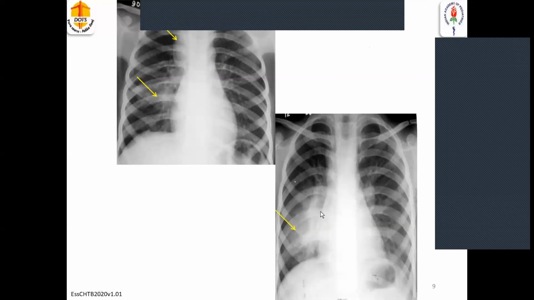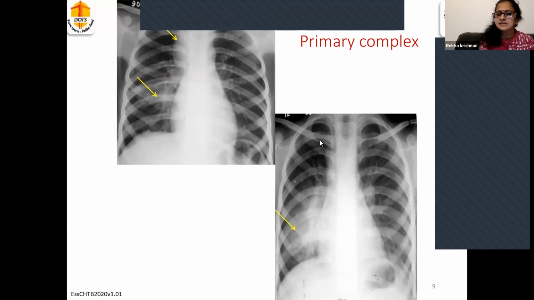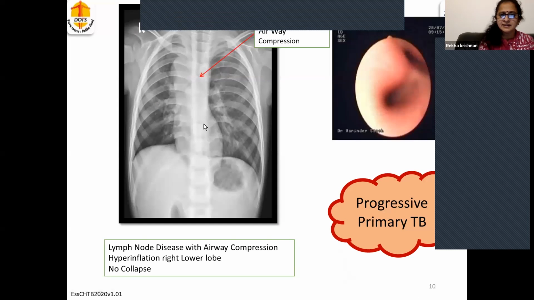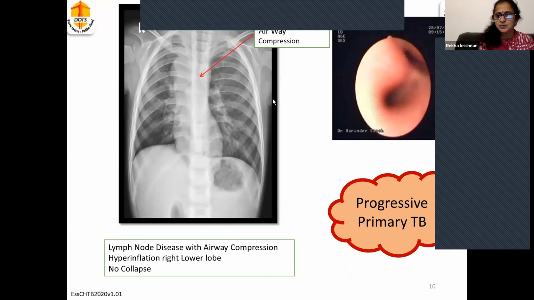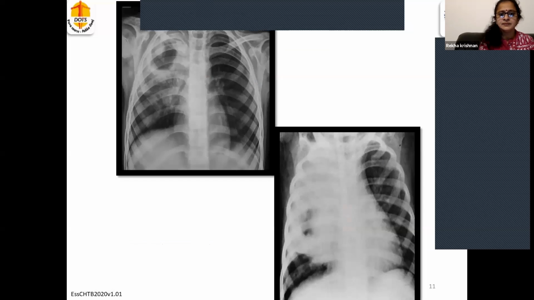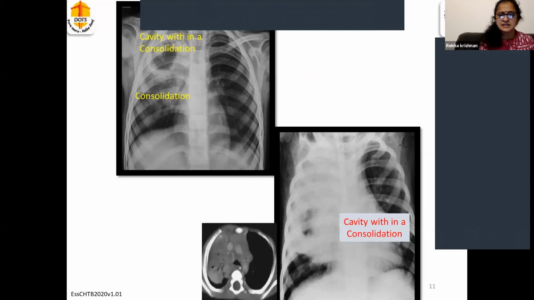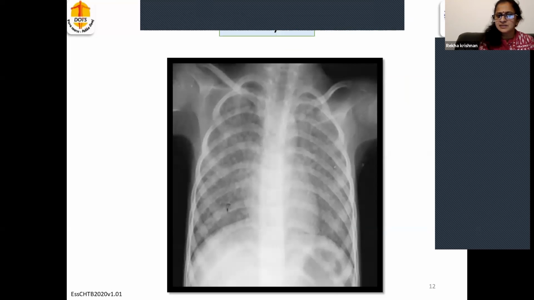Here also there is a parenchymal lesion and a node. That is a typical primary complex. And here you can see that this lymph node has compressed the airway, causing hyperinflation of the right lower lobe. In such situations, we can most probably come to a diagnosis suggestive of tuberculosis, and go for the next step. Then here also you can see a cavity within a consolidation. And here you can see miliary tuberculosis.